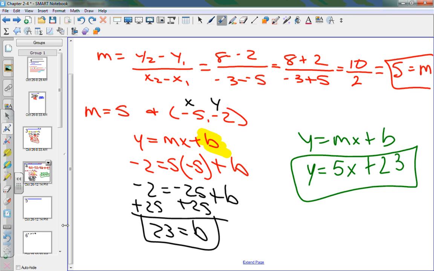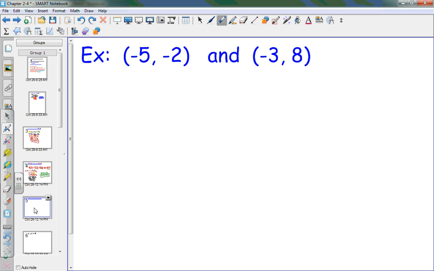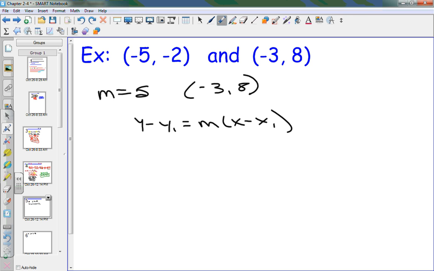Same exact problem, but this time using point slope. Do I need to show you how to find the slope again? No. So I'm just going to write down that the slope is 5. Last time Tyler chose -5, -2, so this time I'm going to choose the opposite point, -3, 8, because I want to prove to you that it doesn't matter which point I use. Last time Tyler chose y equals mx plus b, so I'm going to choose point slope this time, which is y minus y1 is equal to m times x minus x1. Yay, nays?